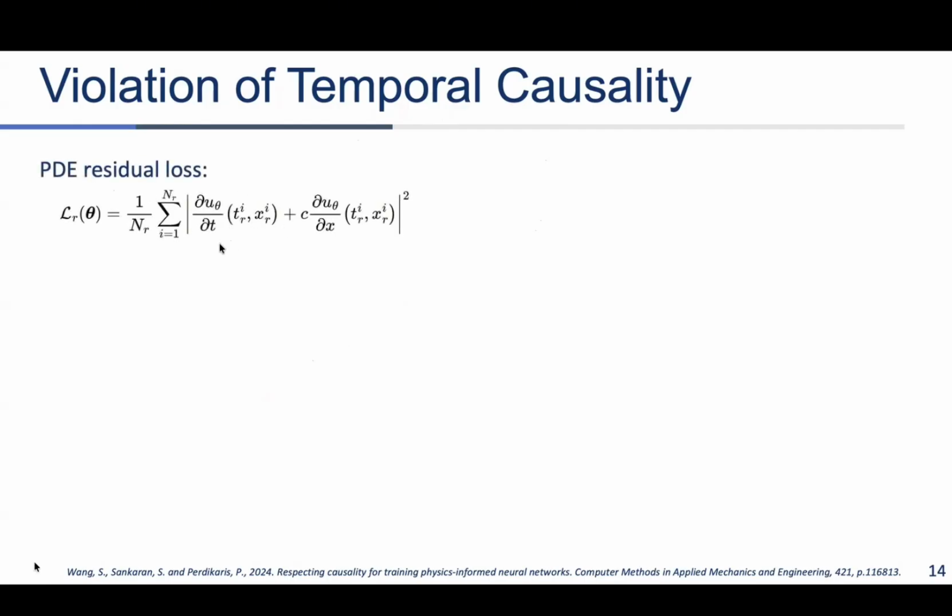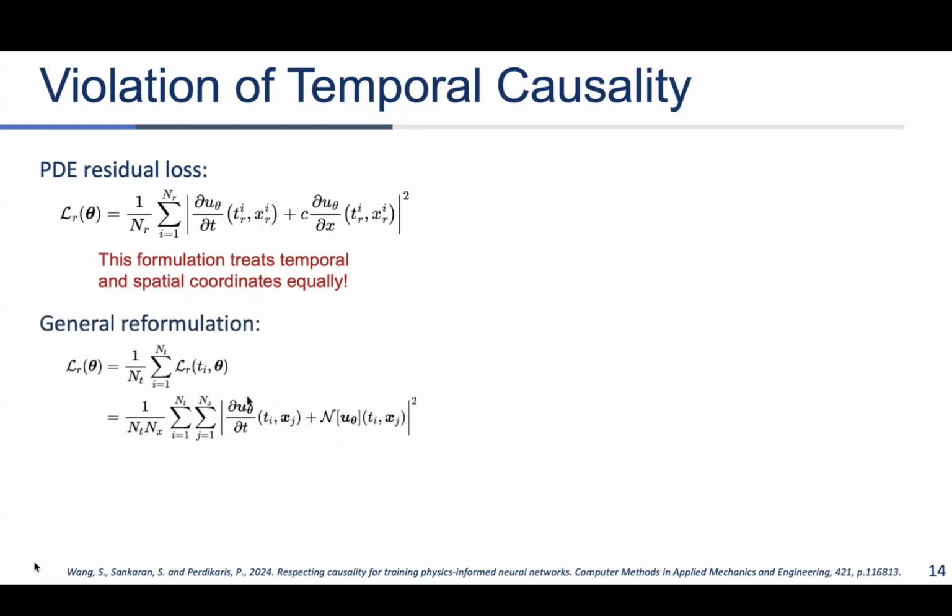To see why PINNs suffer from that, we have to revisit the definition of the PDE residual loss. This is the formulation of the PDE residual loss. If you observe it, you may see this formulation treats the temporal and spatial coordinates equally. If we further reformulate this PDE residual loss into a double summation, it's basically that we calculate all the PDE residuals and average over all the spatial collocation points first, and then over all the temporal coordinates later. With this double summation, we can define the so-called temporal PDE residual loss, L_R of t, theta. It's basically the PDE residuals over all the spatial coordinates x_j.